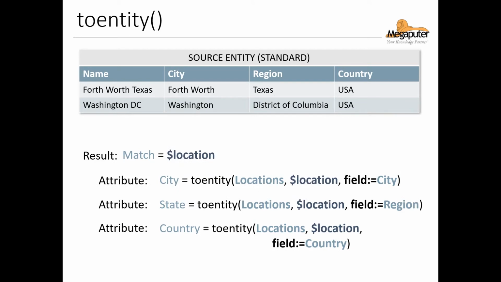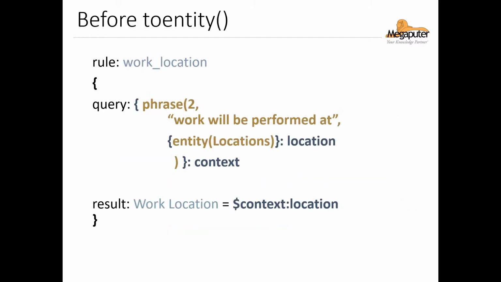So if you wanted to return the entire dataset for locations, you can structure your results block accordingly. Notice how there's a new attribute for each column here, just like its original entity. Now remember when we talked earlier about the entity function and how it only returns this simple result?